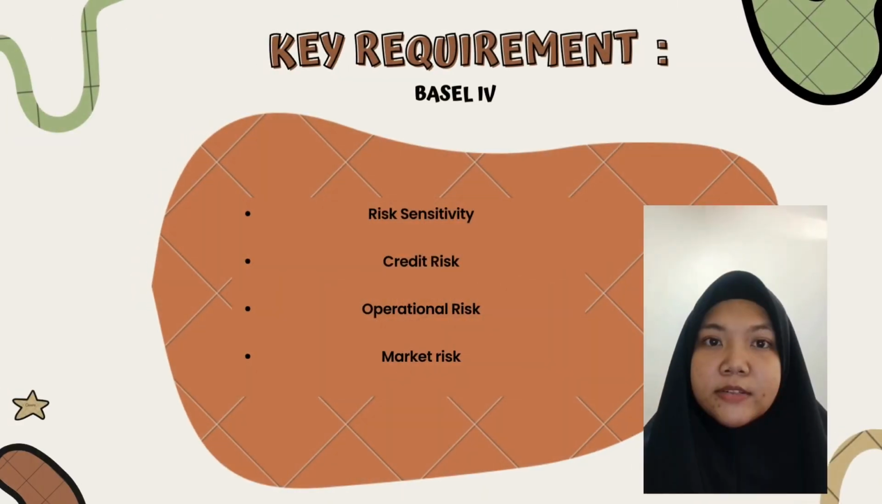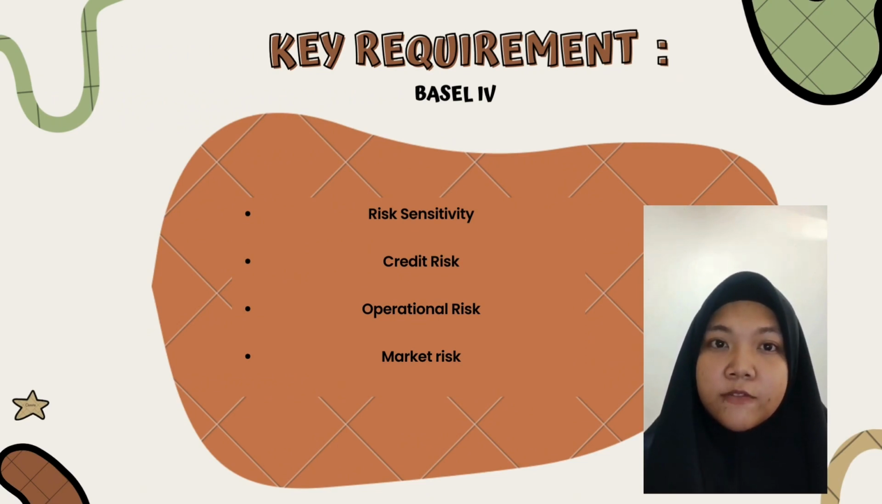Okay, the first one is risk sensitivity. Basel 4 aims to enhance the risk sensitivity of capital requirements by refining the calculation of risk-weighted assets (RWA). This involves more accurately reflecting the risk inherent in a bank's activity.